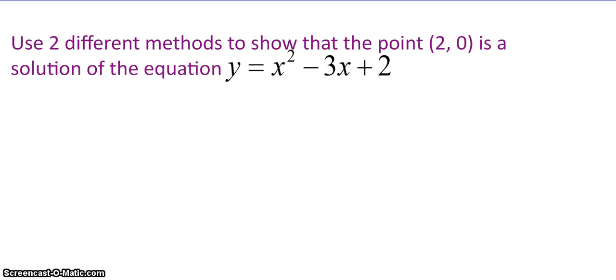So I want you to use two different methods to show that the point (2, 0) is a solution of the equation y equals x squared minus 3x plus 2. There are, depending on how you think about it, more than two methods. So I want you to just try to come up with two different methods to show or verify that this point is a solution to this equation. So I want you to pause the video, do that, unpause when you want to discuss, and by discuss I mean listen to me speak again.